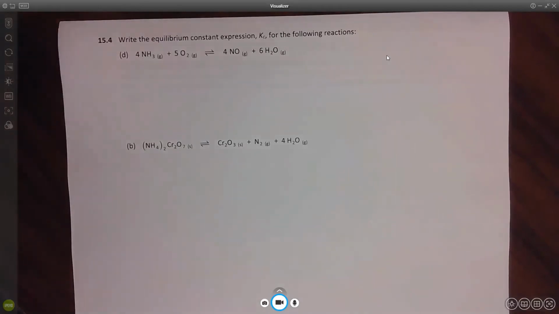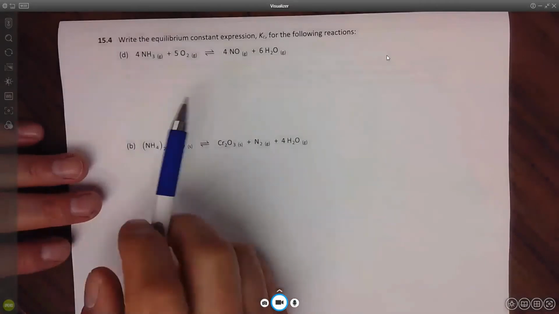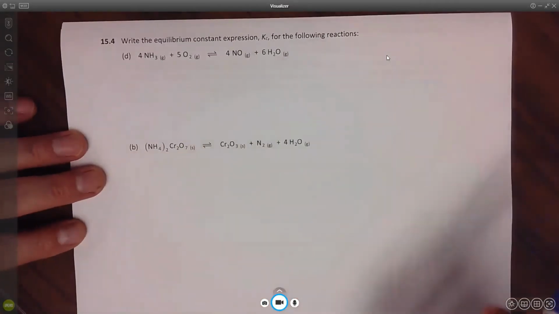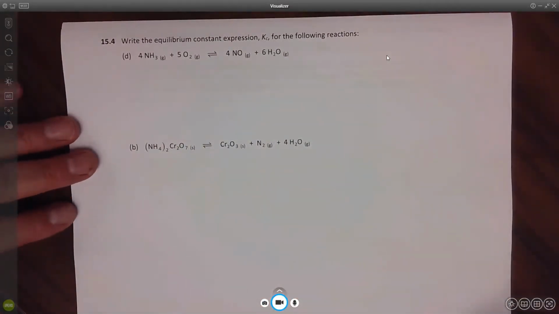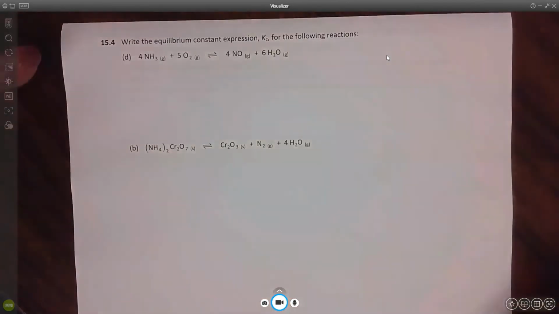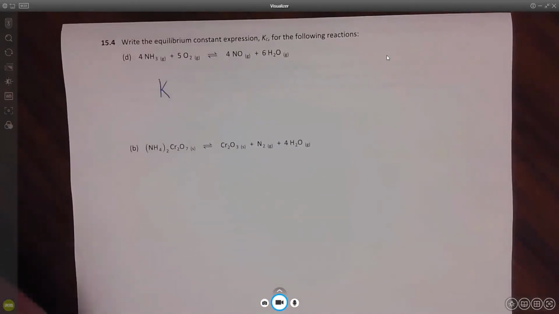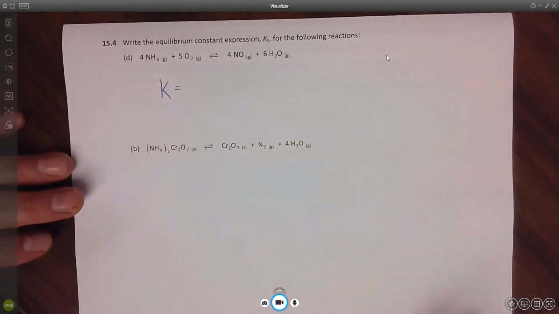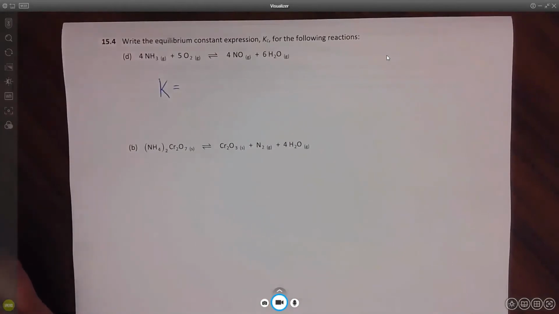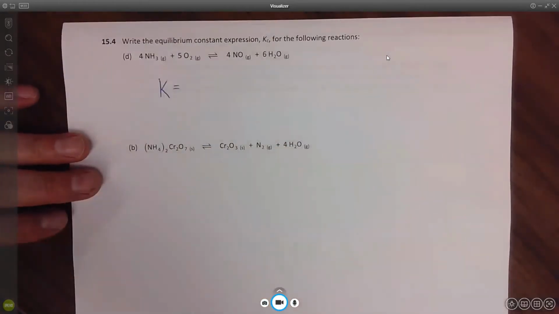Okay, so let's start with number 4. It simply says write the equilibrium constant expression for the following reaction. The equilibrium constant expression is just capital K, and that's going to equal what? Hannah, what's this going to equal? The concentration of the products over the concentration of the reactants. Okay, be more specific.